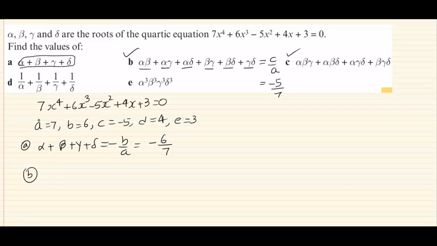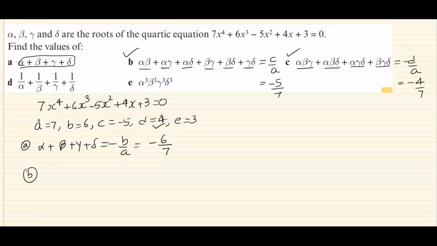Now C part, alpha beta gamma, alpha beta delta, alpha gamma delta and beta gamma delta. That is the value minus D over A. So what is the D value here? 4 and A value is 7. So it should be minus 4 over 7.